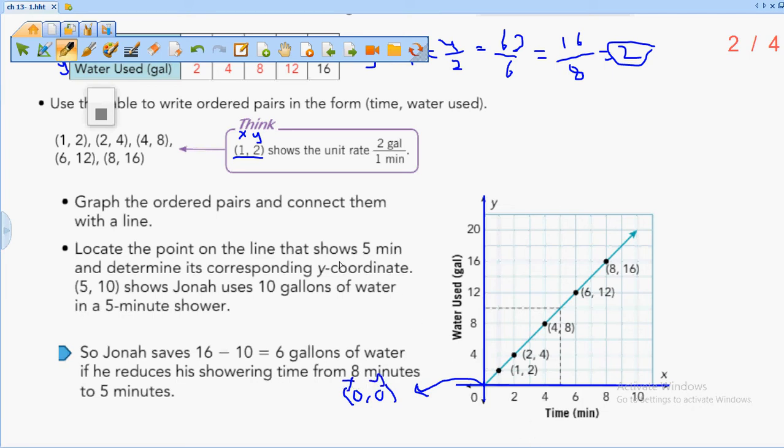So if I want to represent a point, I have to take x first. When x is positive, that means we have to go to the right. When x is negative, we have to go left. And for y, if y is positive, we have to go up. And when y is negative, we have to go down.